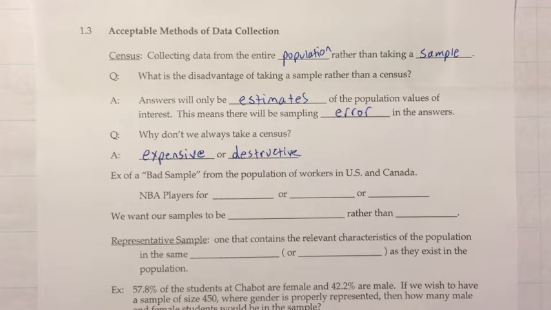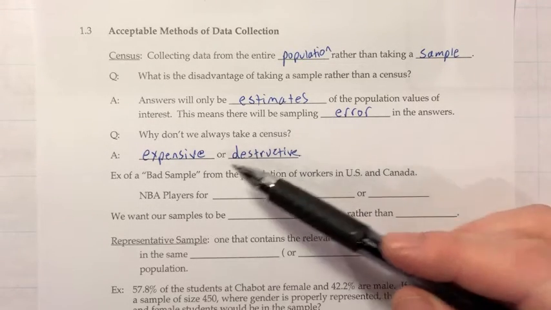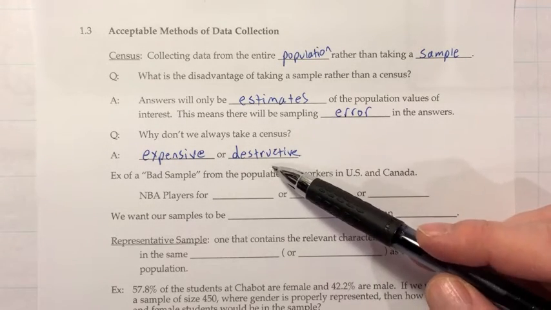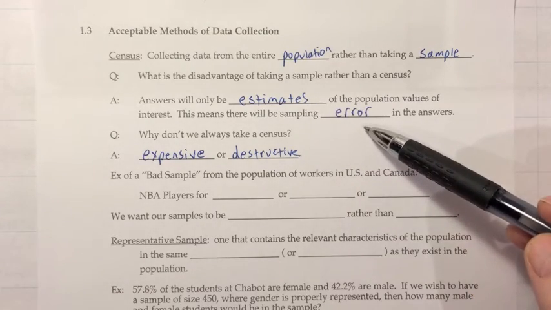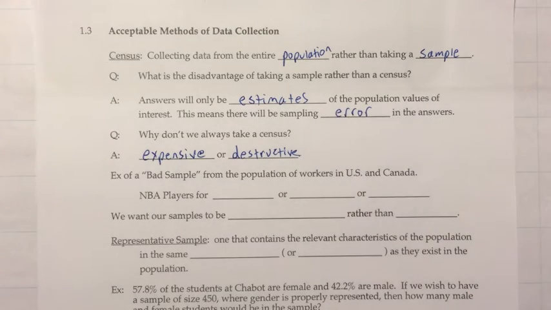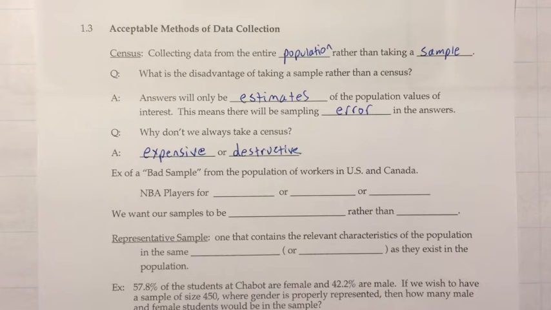So we'd like to get the right answers so we could take a census, but that's expensive or destructive, so instead we'll take a sample, but that means we're just making estimates and are going to have error. So our real goal is to try and figure out a way to take samples so that the error is minimized and that we can estimate and calculate how much error we should expect. So we're going to talk about those acceptable methods of data collection in this section, but I'm going to start off with an example of a bad sample.